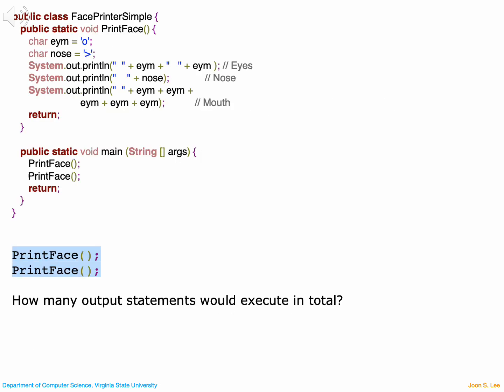Here is a sample exam question. And the answer is 6. The printFace method contains 3 output statements. In main, we call printFace twice. Each call runs all 3 statements, so a total of 6 output statements execute. This is another question. And this time the answer is 3.